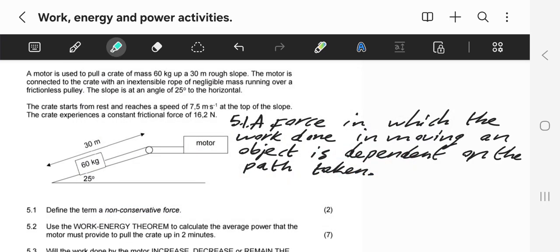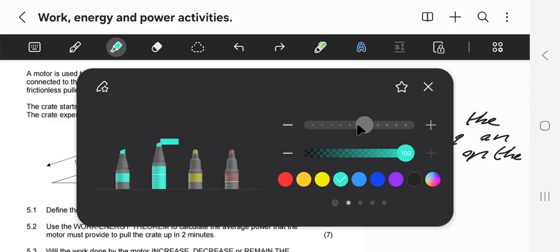Let me just highlight the instruction. Okay, this is too big. Let me just put it to 50.